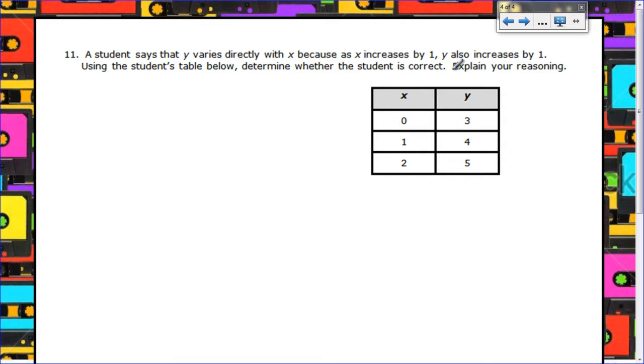So last question here. A student says that y varies directly with x because as x increases by 1, y also increases by 1. Using the student's table below, determine whether the student is correct. Well, one of the definitions we didn't really go over is that to vary directly, as one variable increases, the other variable also increases. Or vice versa, if one variable decreases, then the other one also decreases. So your x and your y values are always doing the same thing. They're either always increasing or always decreasing. And so that's where that argument, as x increases by 1, y also increases by 1, comes in.